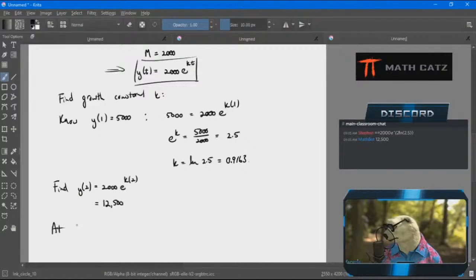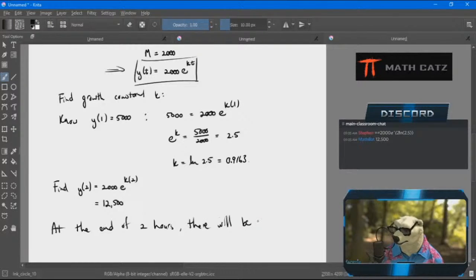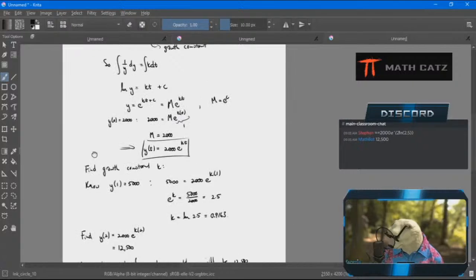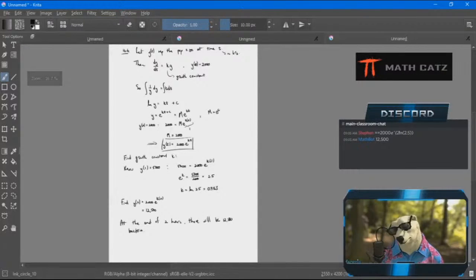At the end of 2 hours, there will be 12,500 bacteria. Sorry, my zeros are a little flat sometimes. And there we go. Let's zoom out. I'll zoom out some more.